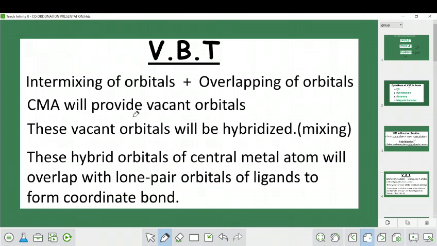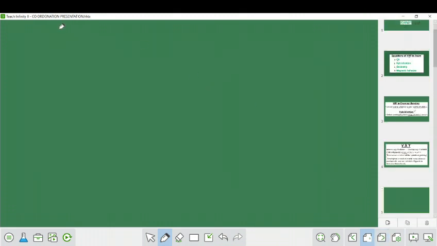So we can say intermixing of orbitals and overlapping of orbitals will occur in the central metal ion, and then this ion will provide vacant orbitals for the incoming ligand, and then metal and ligand bonding will occur, because the ligand is going to form a coordinate linkage with the metal. The metal has some empty orbitals, and to create an empty orbital hybridization will take place. So we will try to find out the hybridized state of all the examples.